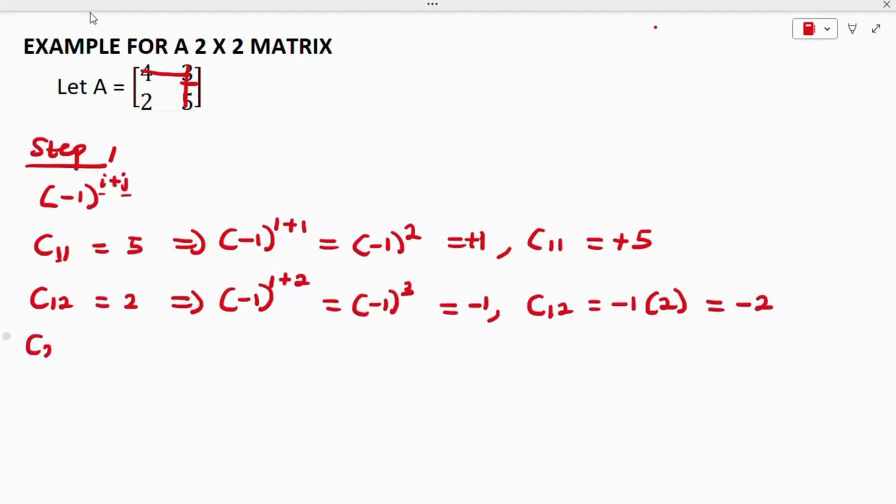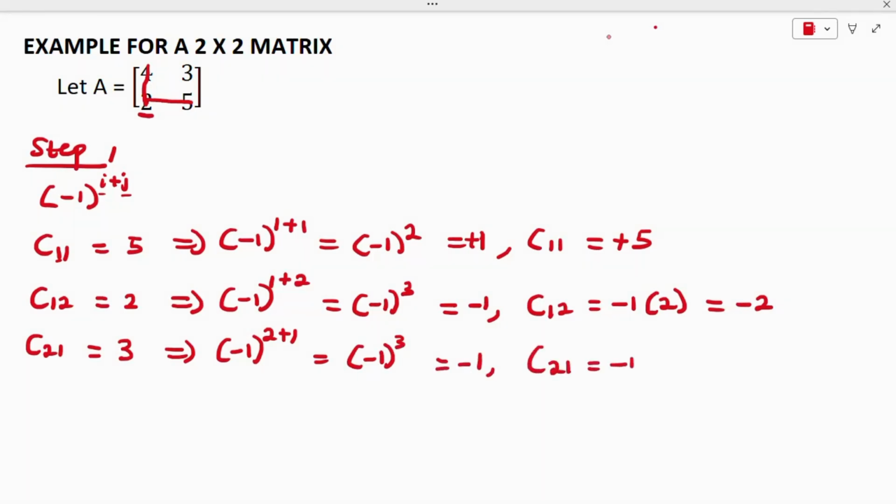So we go for C21. The row that belongs to C21 is out, and the column that belongs to C21 is out, so we have 3 left. So C21 is 3. We apply the sign pattern, where we have minus 1 raised to the power of 2 plus 1, which is minus 1 raised to the power of 3, which equals minus 1. So C21 is equal to minus 1 multiplied by 3, which is negative 3.